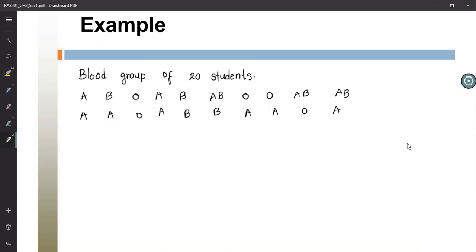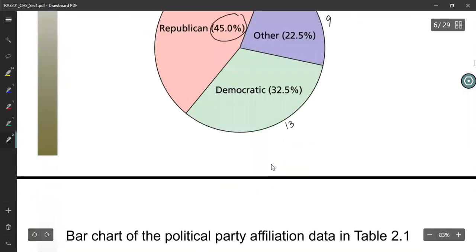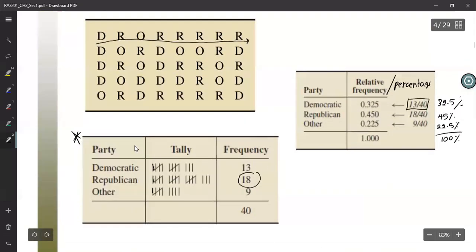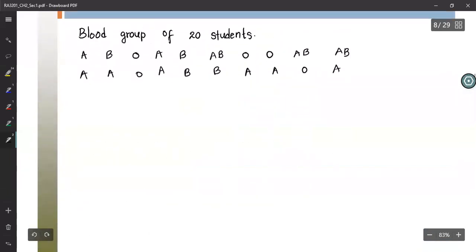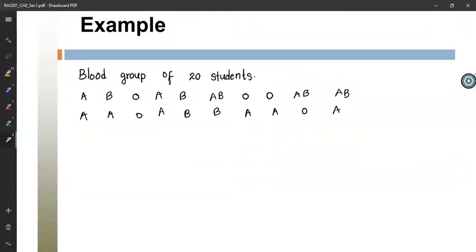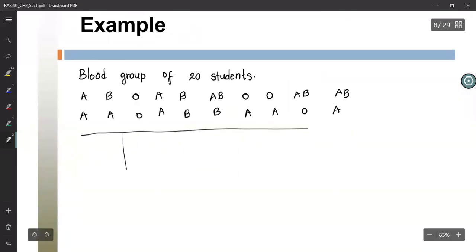Now, can you all take a piece of paper and prepare the frequency table like we did in the previous one? You can use the blood type instead of party, tally it, and find the frequency and then the relative frequency. Can you try it for this small data set of 20? Yeah, I'll prepare the table for you. So here's the blood type.